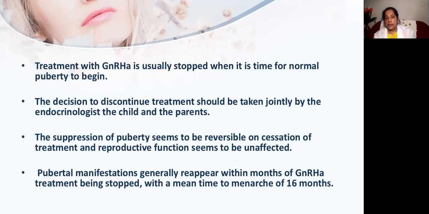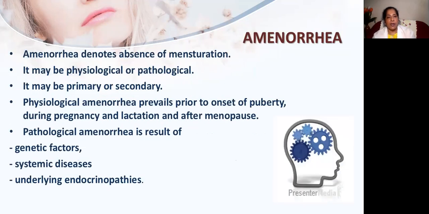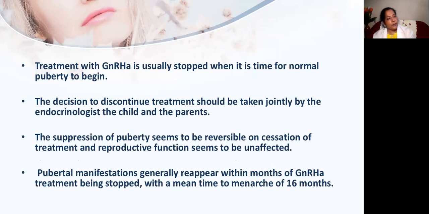Treatment with GnRH analogs is usually stopped when it is time for normal puberty to begin. So they are given till the normal age of puberty. The decision to discontinue treatment should be taken jointly by the endocrinologist, the child and the parents. Suppression of puberty seems to be reversible on cessation of treatment, and reproductive function seems to be unaffected. Pubertal manifestations generally reappear within months of stopping treatment, with a mean time to menarche of 16 months. So 16 months after you stop treatment, menarche usually begins.